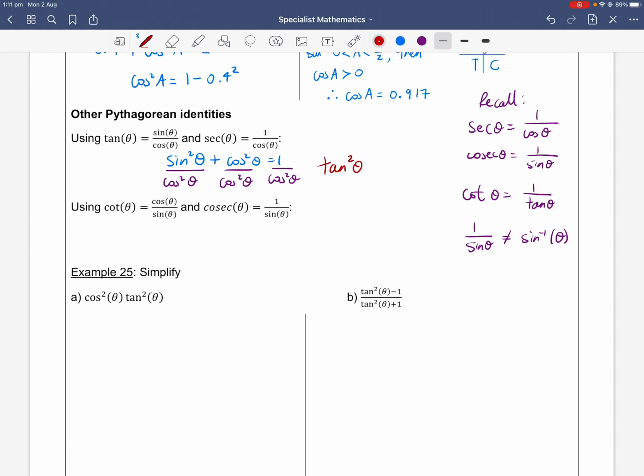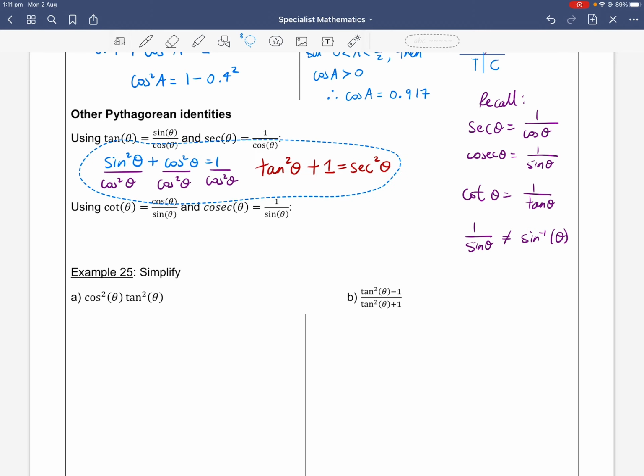So we get tan squared theta plus cos squared divided by cos squared gives me 1, equals 1 over cos squared. Well, 1 over cos is sec, so we have sec squared theta. So that's our first derived Pythag identity: tan squared plus 1 gives us sec squared.